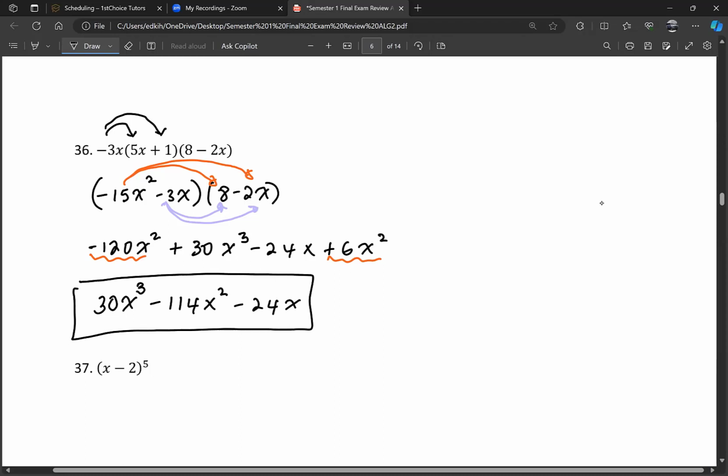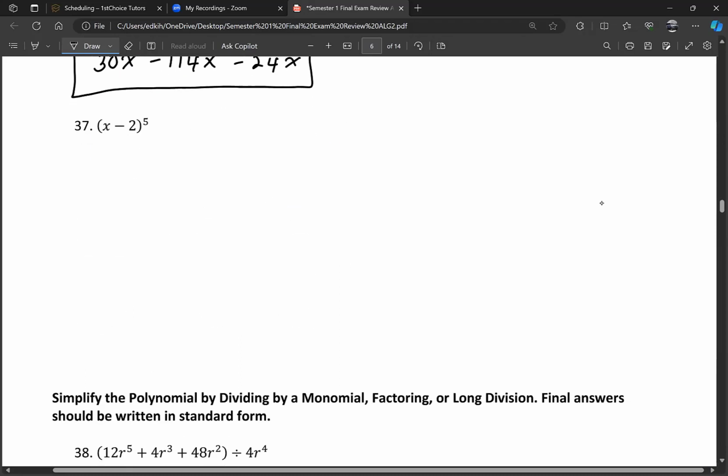Okay, question 37. This is x minus 2 to the fifth power. Please don't make the silly mistake, the common mistake that everyone makes, and think that this says x to the fifth minus 2 to the fifth. Do not do that at all. That would be incorrect. What this is saying is we need to do x minus 2 times x minus 2 times x minus 2 times x minus 2 times x minus 2.